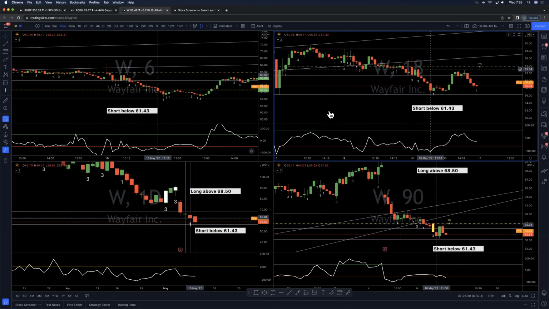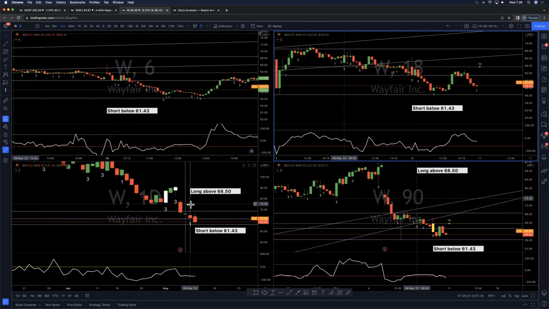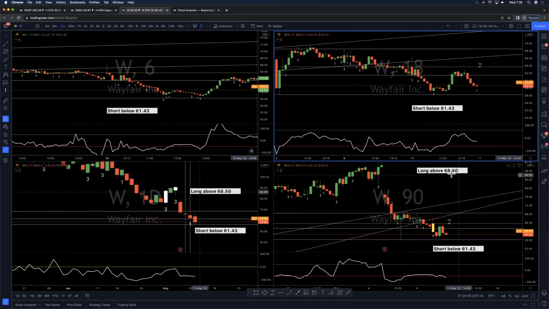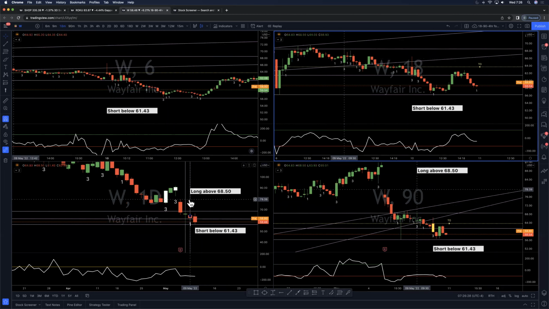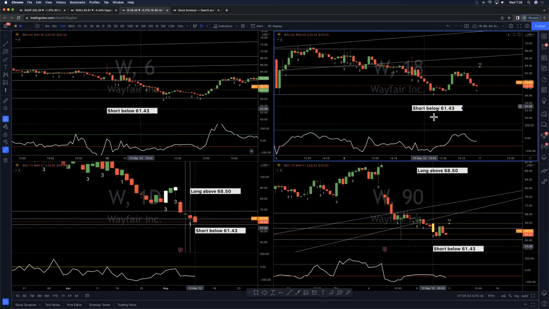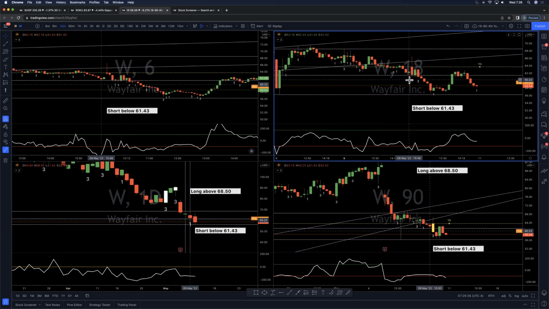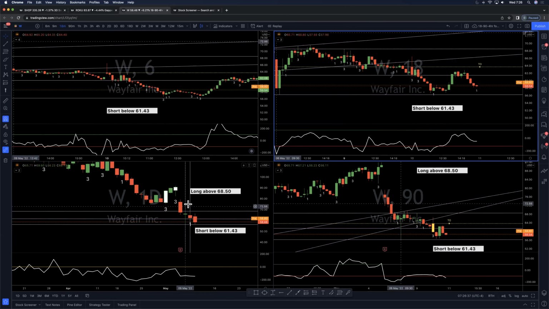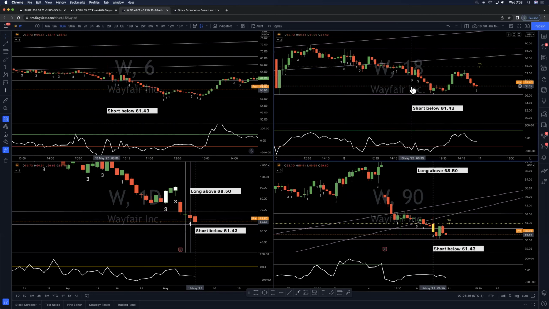So we know that we're not going to go long on this thing unless we get some clarity. And for me to have clarity, because this was an inside day, I said we've got to wait for price to trade above 68.50, which was the high of that outside bar. But it has already now traded below 61.43, which was the low of this inside bar. So now you have to practice patience, guys.